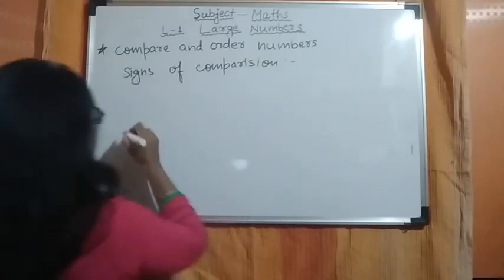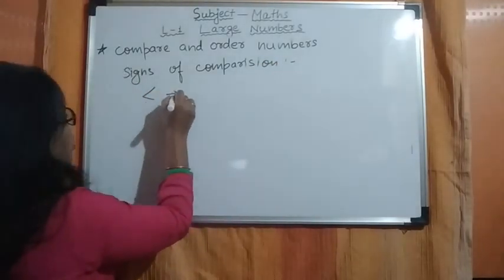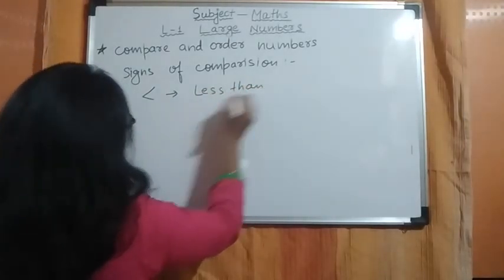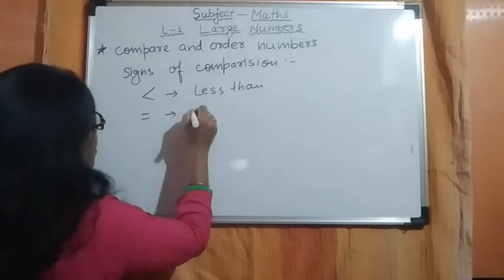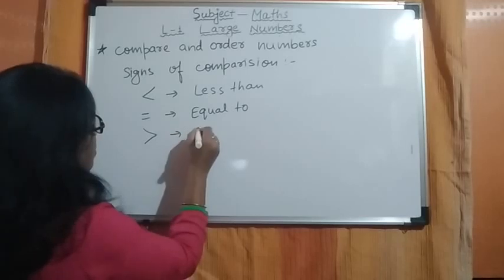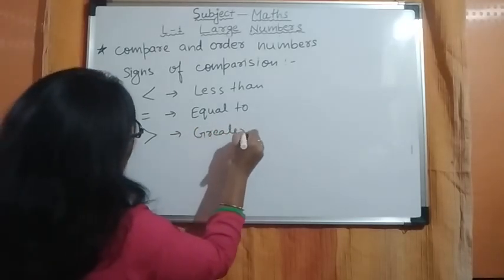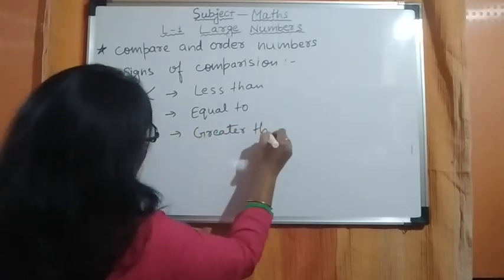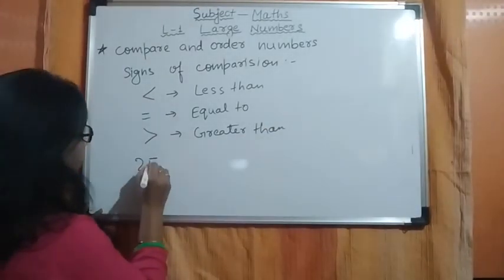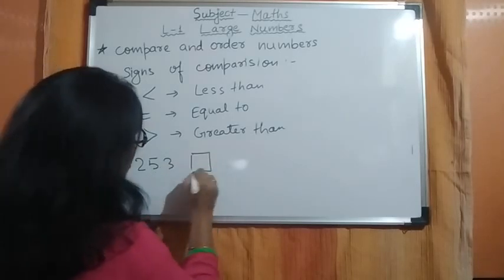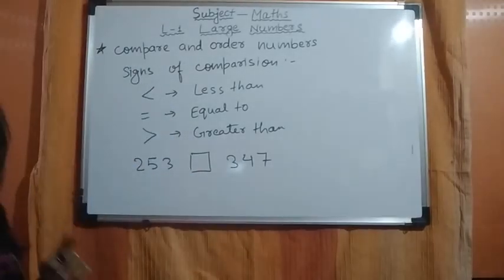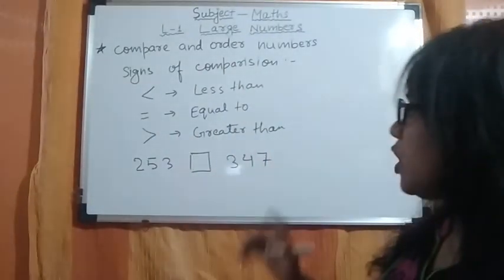Fine. So what are the signs of comparison? This is called less than, this is equal to, and this is greater than. Fine. Now I am taking two numbers, 253 and 347.